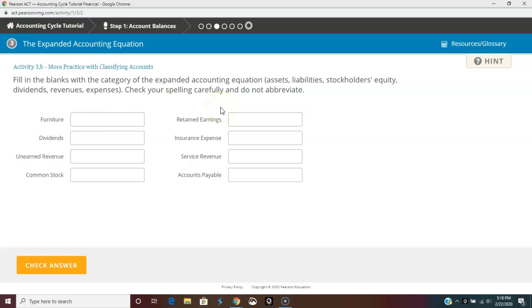Okay, so furniture. Furniture is something that is a benefit to the company, hopefully. So that is an asset. Dividends are dividends.